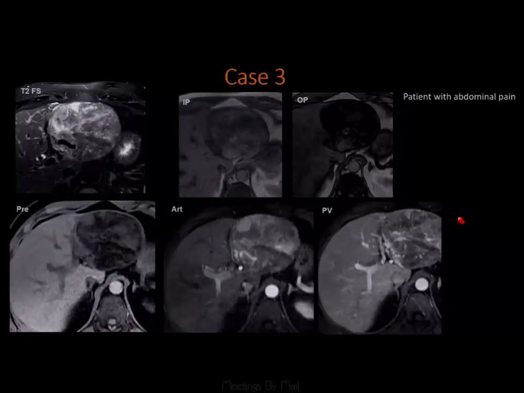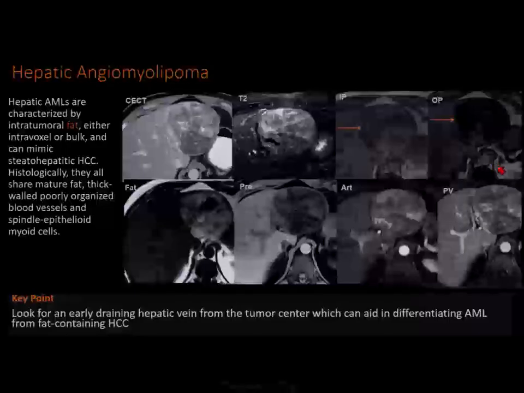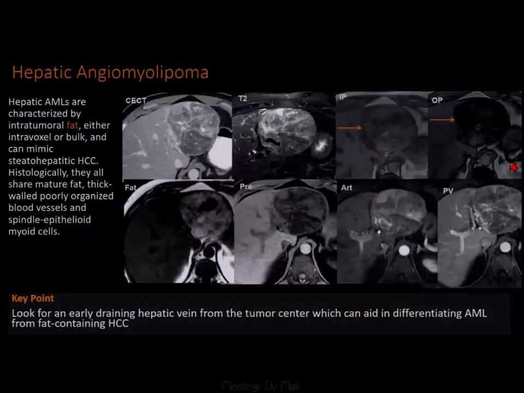All right, case number 3. This patient presented with abdominal pain. You can see there's this heterogeneously enhancing mass that's T2 hyperintense. It clearly contains fat on out-of-phase imaging, and this turned out to be a hepatic angiomyolipoma. And the key here is to look for an early draining hepatic vein from the tumor center. This can help differentiate an AML from a fat-containing HCC.